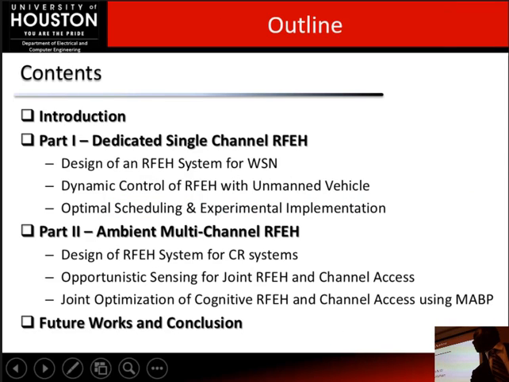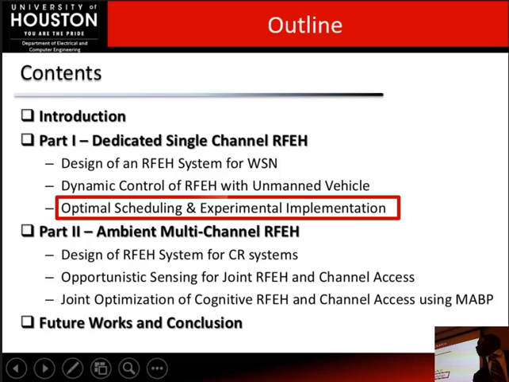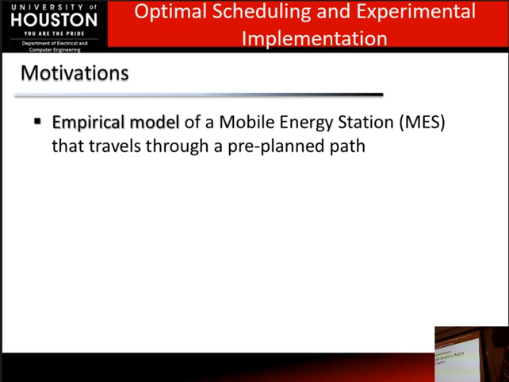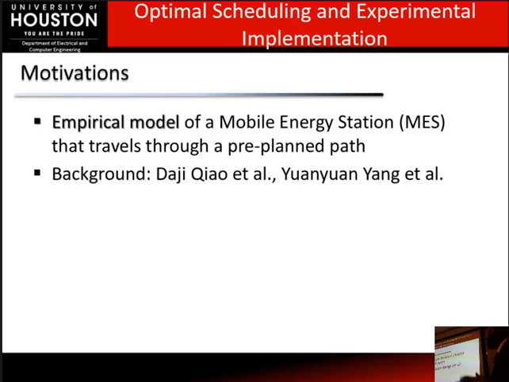So the next section is a broader scope of this dynamic control. In this case, we will take into consideration the path planning and the scheduling. So here the goal is to model a mobile energy station. So this is a broader scope than the charge vehicle. So it can be any mobile charger that would travel through a pre-planned path.